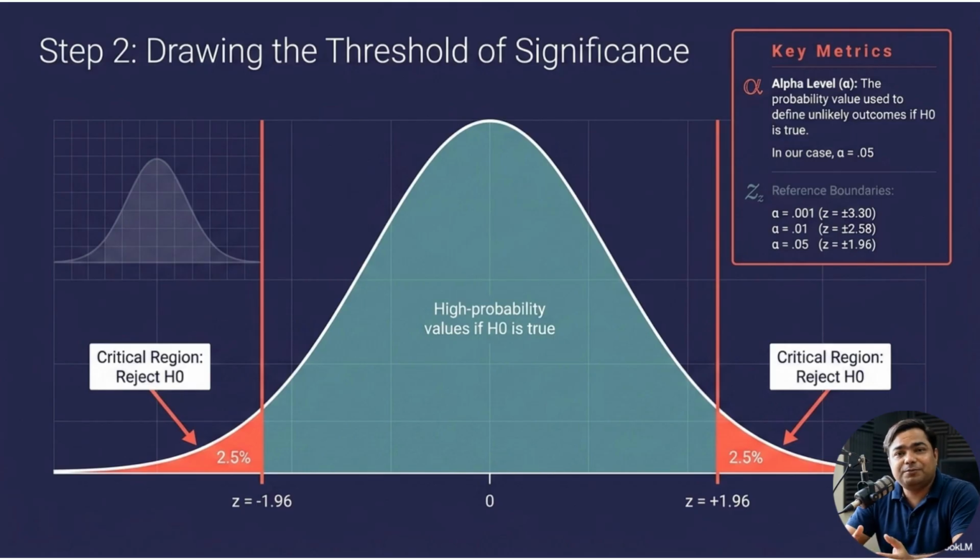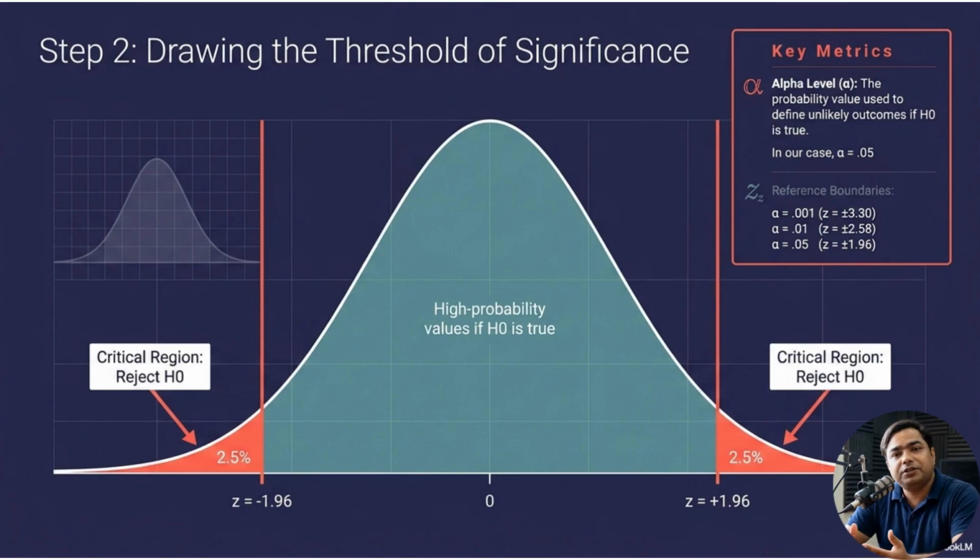Now we move to step 2, setting the criteria for decision. This slide shows the normal distribution. The middle area represents values that are likely to occur if the null hypothesis is true. The red areas on both sides are called the critical regions. If our calculated test statistic falls into one of these red regions, we reject the null hypothesis.